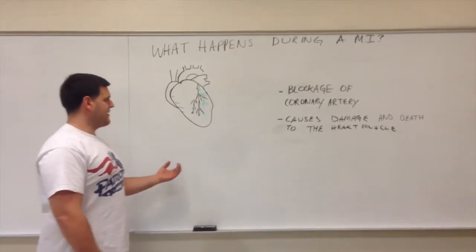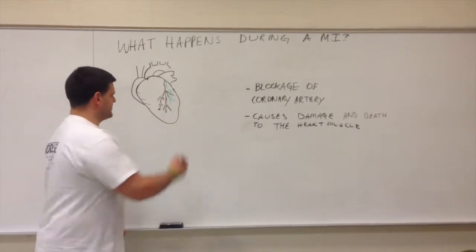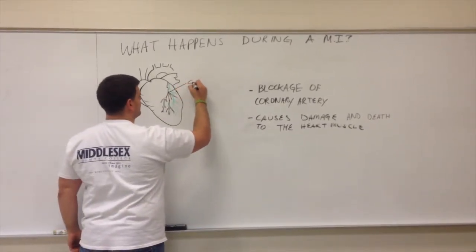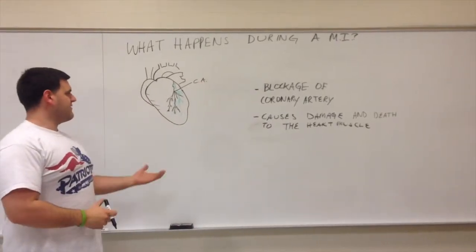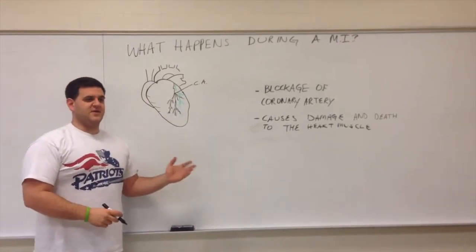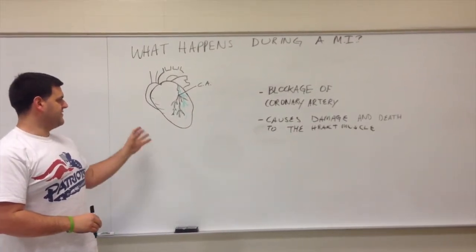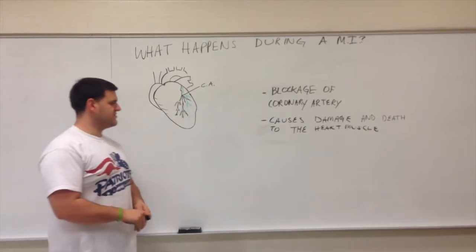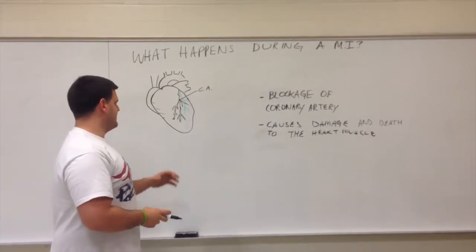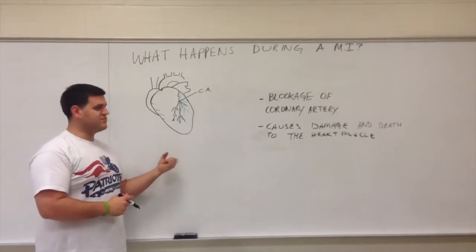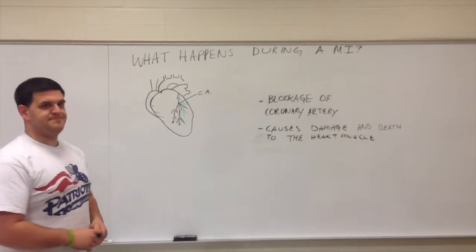What happens is a blockage of the coronary artery, which is right here in black. What the coronary artery does for the heart is it supplies it with all the blood and oxygen it needs to the ventricles and the atria, the muscles in the ventricles and the atria, the myocardium. And when it gets blocked, it deprives those muscles of those nutrients, and it can cause damage and death to the heart muscle itself.